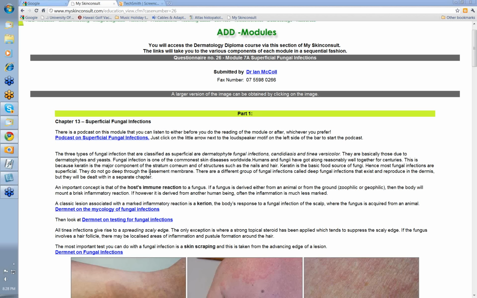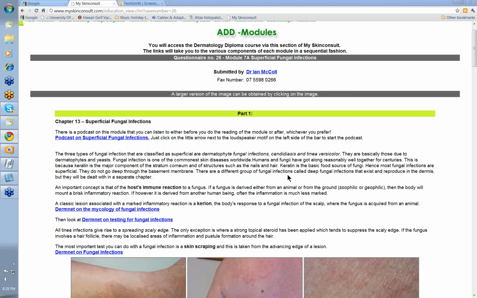Now, fungi eat keratin, and so the major structures that they're going to affect are going to be the stratum corneum, these dead keratin cells on the surface of the skin, and structures such as nails and hair, because these are just solid keratin. So, as all of these are superficial structures, most fungal infections are superficial. They don't go deep through the basement membrane.